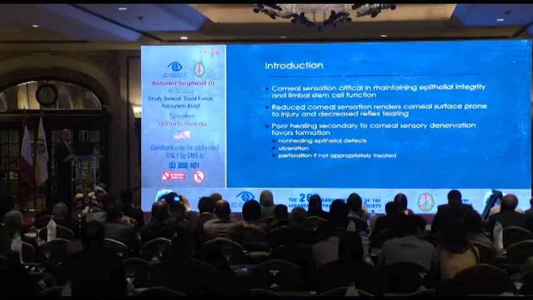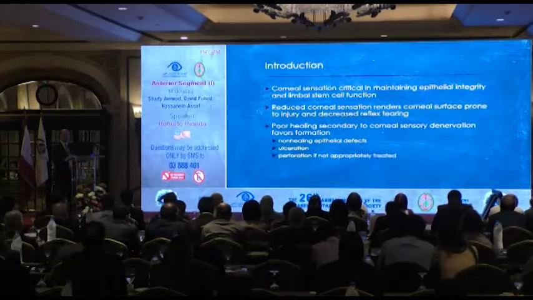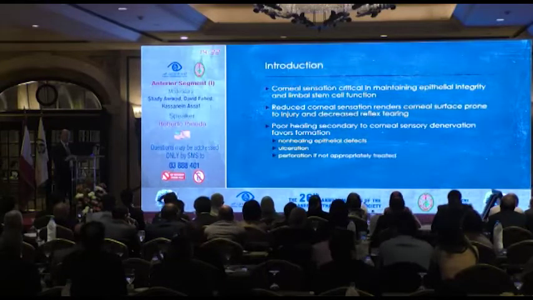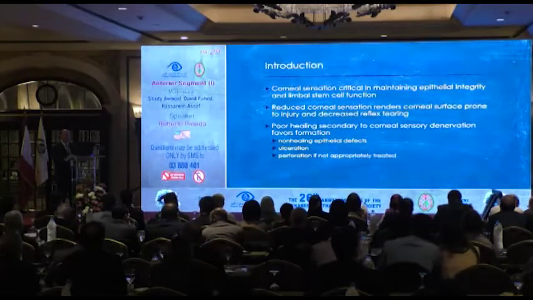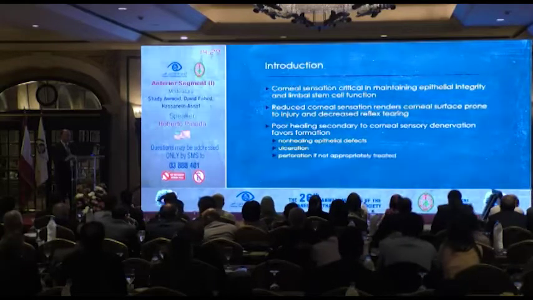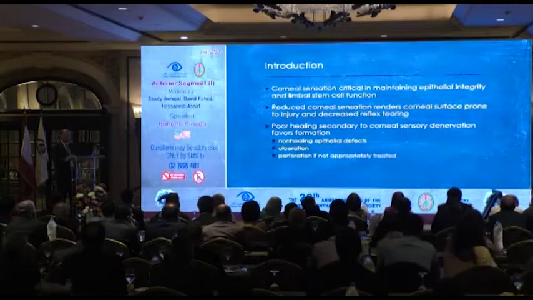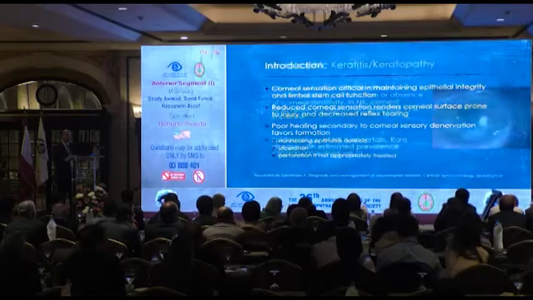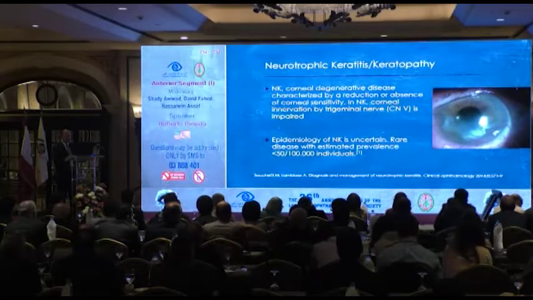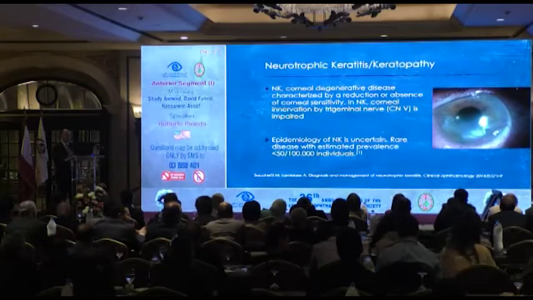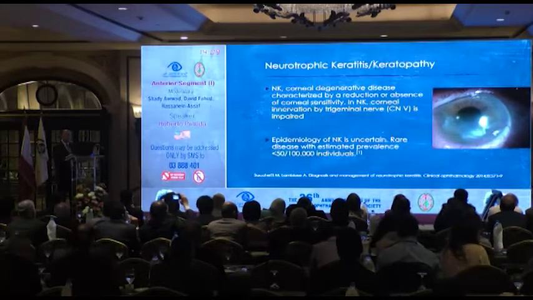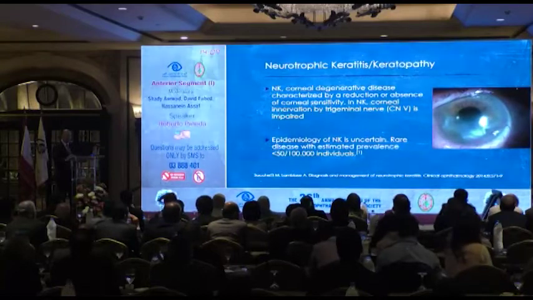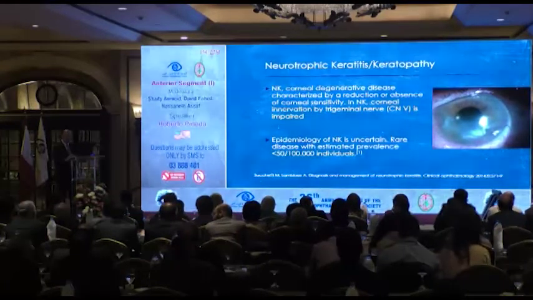So we all know that corneal sensation is important for maintaining epithelial integrity and limbal stem cell function, and that when this is compromised, the cornea is prone to injury and has decreased reflex tearing. When there is poor healing, that results in epithelial defects, ulceration, and potentially perforation. Now, the neurotrophic cornea is basically when innervation by the trigeminal nerve is impaired, and it's been estimated that this occurs in less than 50 in 100,000 individuals.